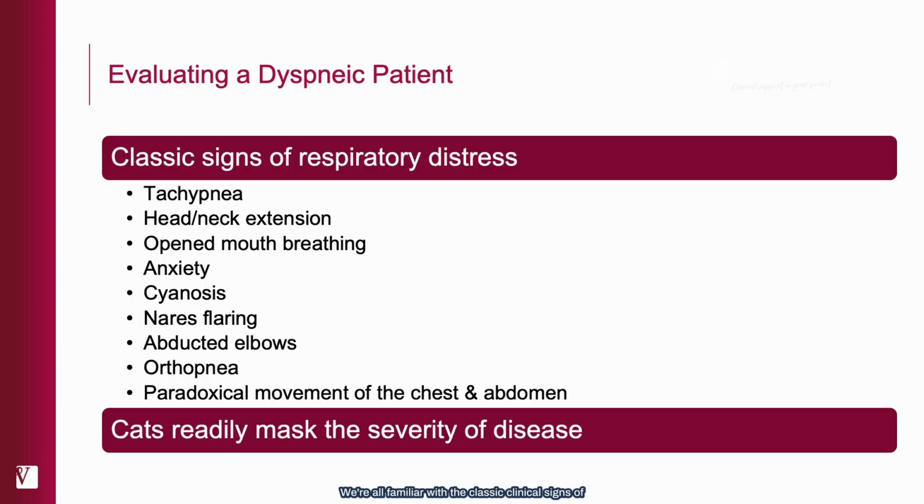We're all familiar with the classic clinical signs of respiratory distress: tachypnea, head and neck extension, open mouth breathing, anxiety, nares flaring, abducted elbows, orthopnea, and even paradoxical movement of the chest and abdomen. We also need to recognize that cats often readily mask disease severity, and the only evidence of respiratory distress may be tachypnea and nares flaring.